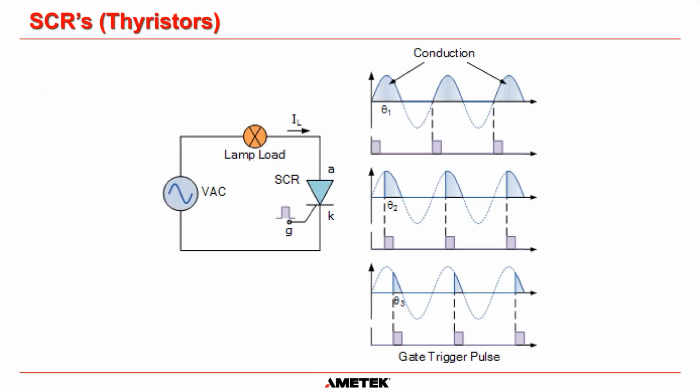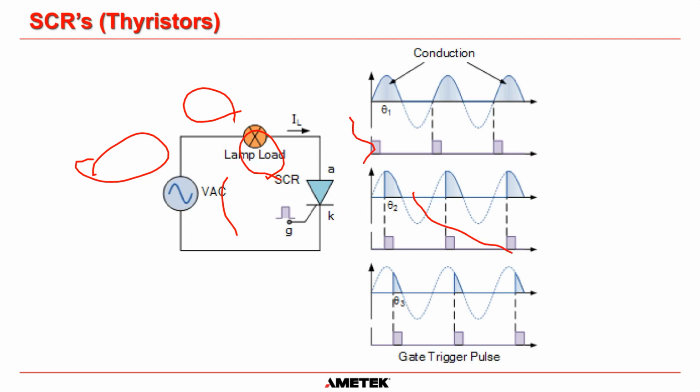And the way that an SCR works is basically, you can see the symbol and the circuit on the left-hand side here. We have our AC coming in at this point here, and then we have a lamp here, and then we have our SCR over here. You can see that our gate signal is here, and in each graph, this is a gate signal, this is a gate signal, and this is a gate signal. And you can see the AC waveform on each of those graphs.